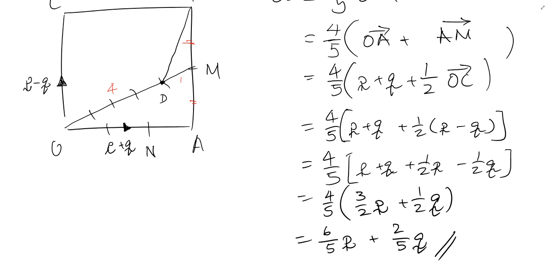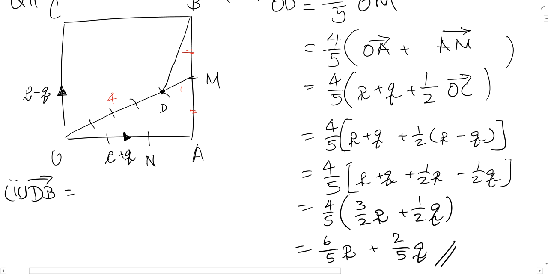Part 2, DB. Okay. So D to B. What can you tell me about D to B? Express DB in terms of something else. Anything you like. Then I'll work it out for you. Sophia, DB. From D to B, how will you get that? Okay, DM plus MB.